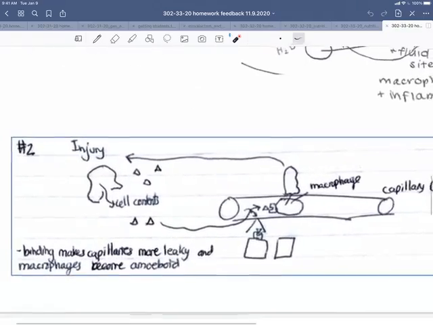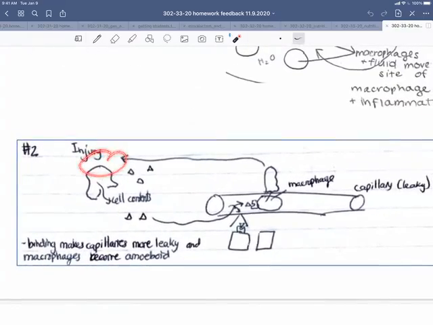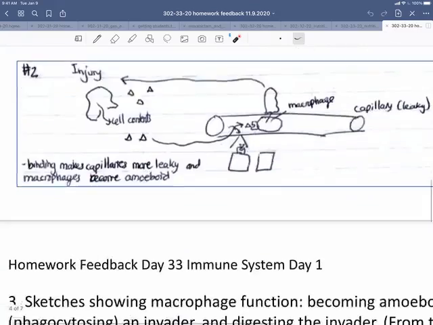Here's another example shown a little bit more simply. An injury, the contents of a cell triggering, so this release of messages triggering the macrophage to become amoeboid, and also binding to the capillary, making them more leaky, and here making macrophages become amoeboid.